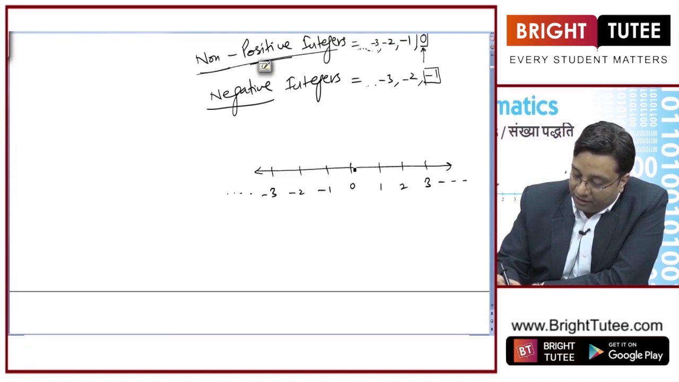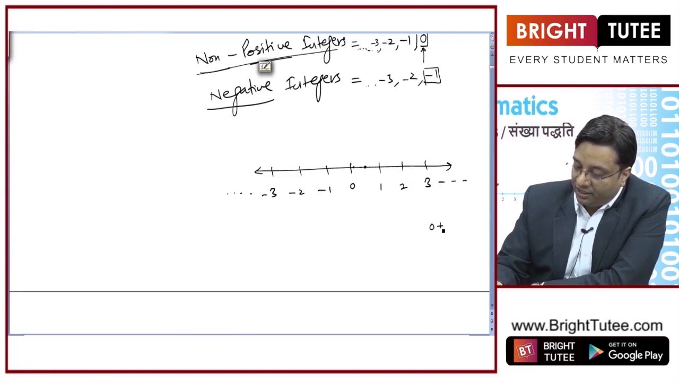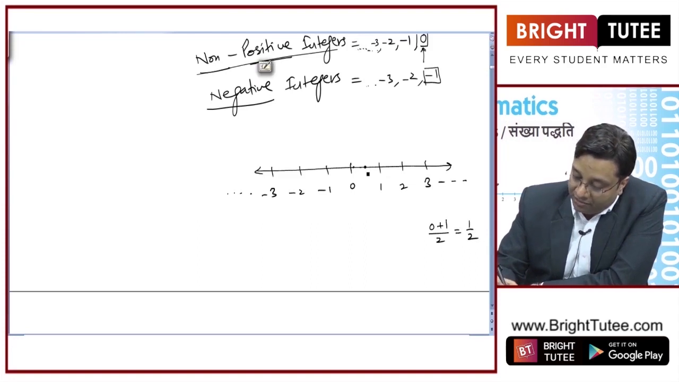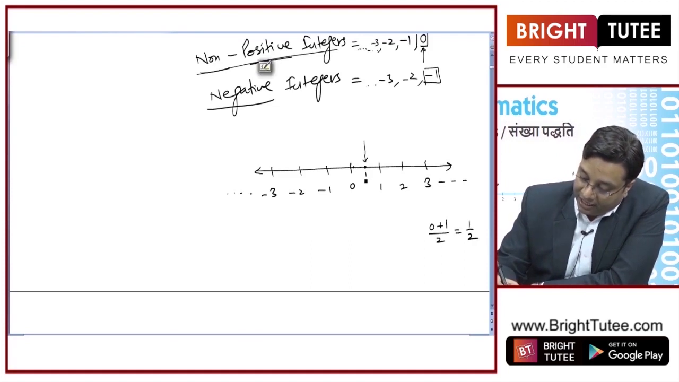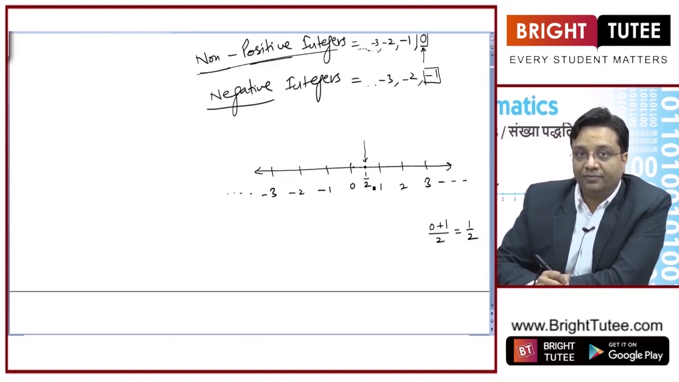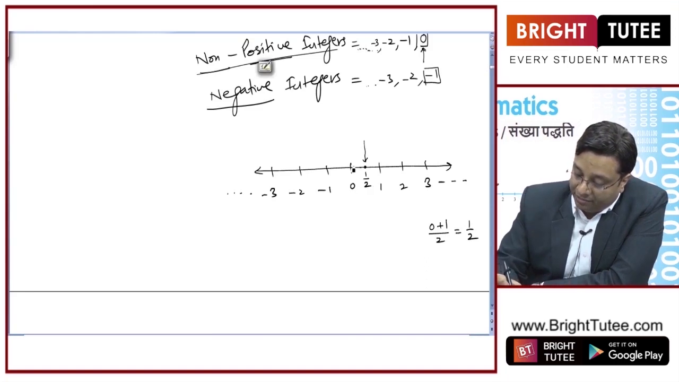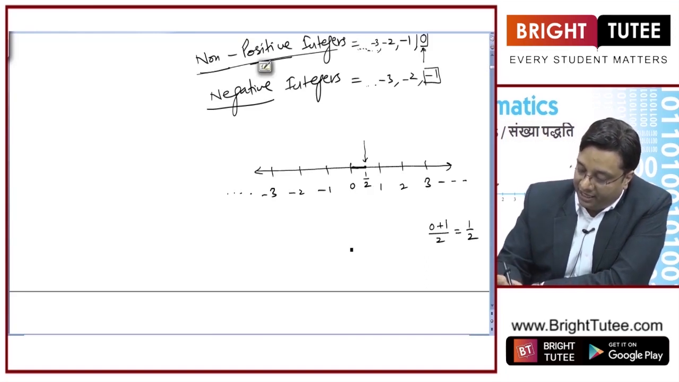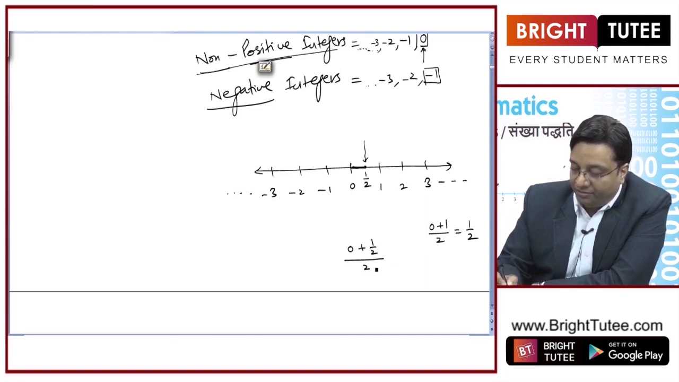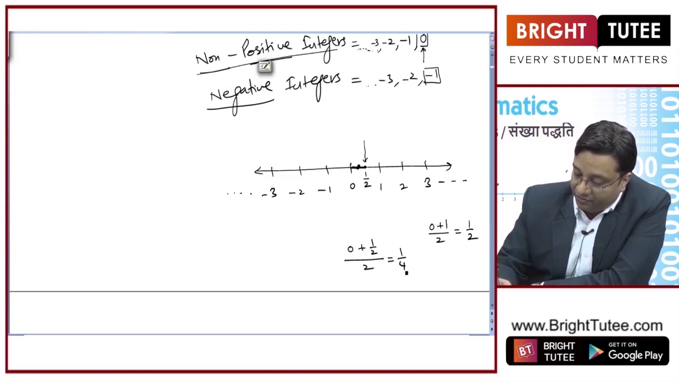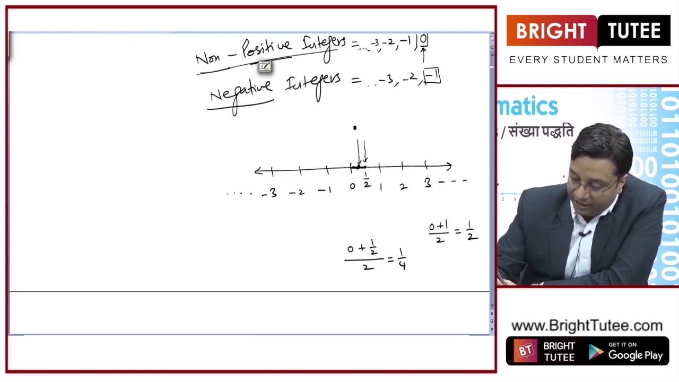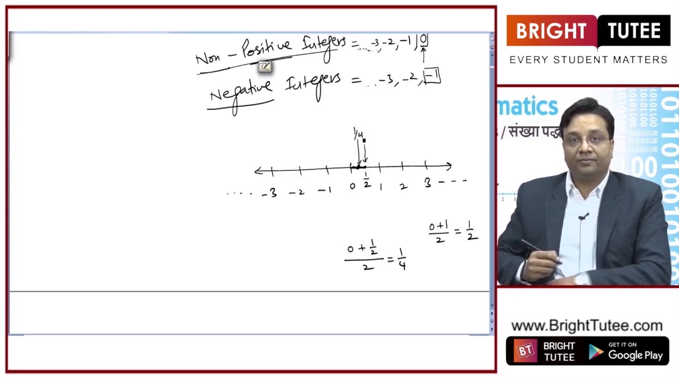Between 0 and 1, what is the middle number? If I add 0 and 1 and divide it by 2, I'll have half, right? So just between 0 and 1, in the middle, I'll have half. Now look at this gap, 0 and half. If I add 0 and half and then divide it by 2, I'll get the midpoint of this gap, which will be 1 by 4. So this point here denotes 1 by 4.